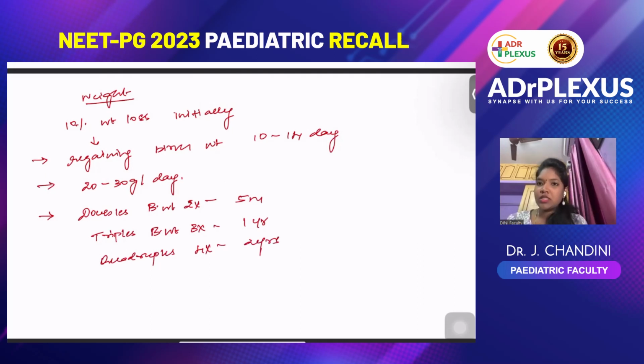Initially, there will be a loss. Then the baby will regain birth weight by 10 to 14 days. Then it is around 20 to 30 gram per day for the initial 3 months. Then doubles birth weight by 5 months. Triples birth weight by 1 year. Quadruples birth weight by 2 years. Clear? So this is about the weight.